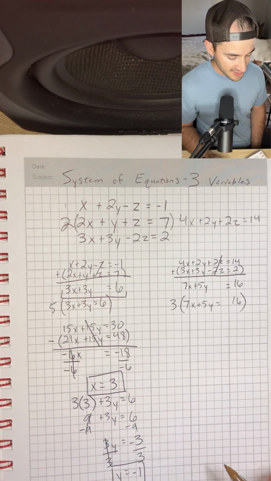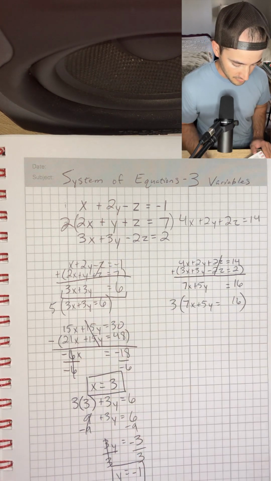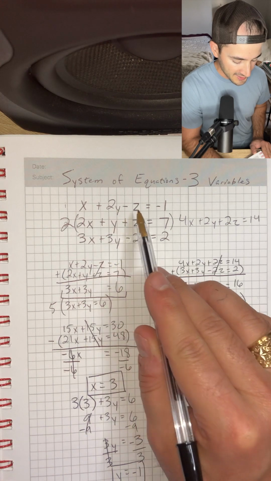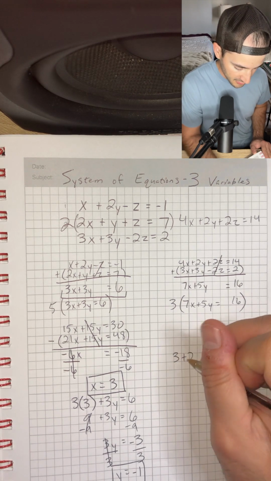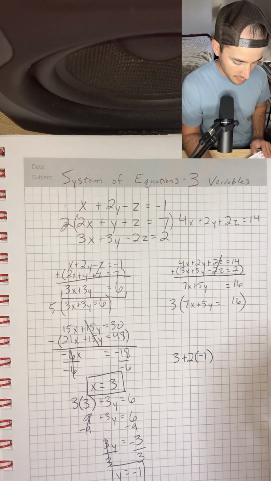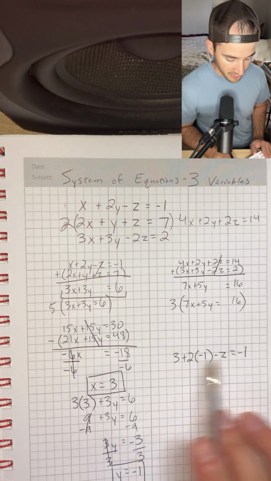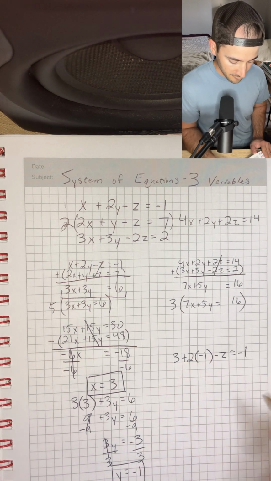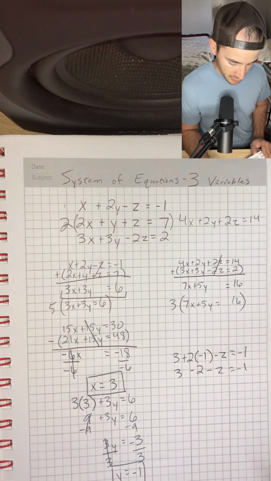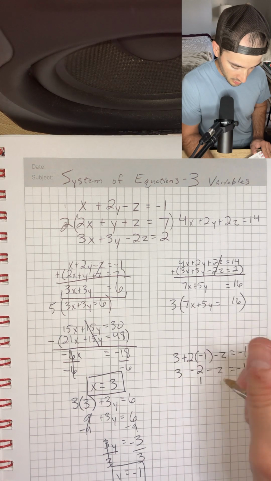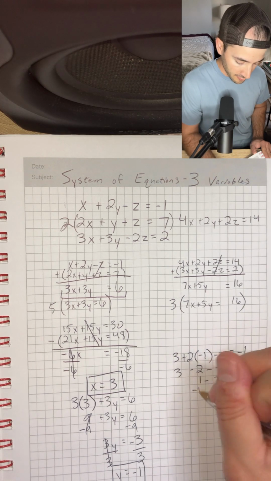Now we need to solve for z, and we can do that by plugging x and y into any of these 3 equations, so I'm just going to use the first one. So x plus 2y minus z equals negative 1. X is 3 plus 2 times y, so 2 times negative 1, minus z is equal to negative 1. And so now we can just solve. So 2 times negative 1 is negative 2. And then I'm going to bring down minus z equals negative 1. 3 minus 2 is 1. Minus z is equal to negative 1. And then we're going to subtract 1 to get rid of it.